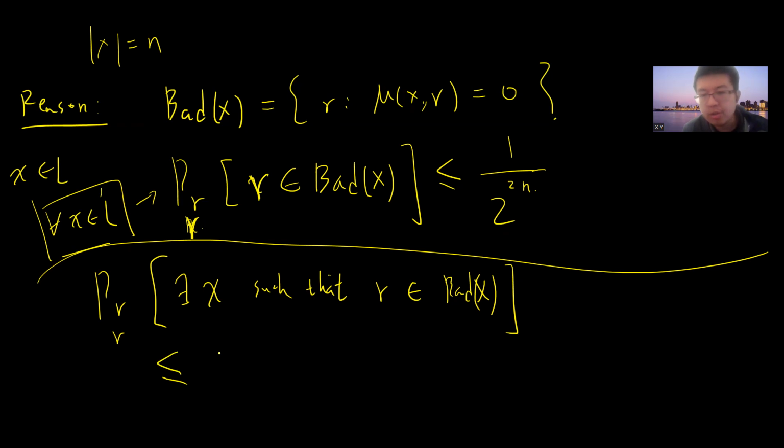So what's the bound? The bound is very simple. I just take 1 over 2 to the 2n, times 2 to the n. The reason is that this is the number of x, there are at most so many. So the probability that there is an x such that R belongs to bad x is less than or equal to this quantity times 2 to the n, because there are only 2 to the n x's.